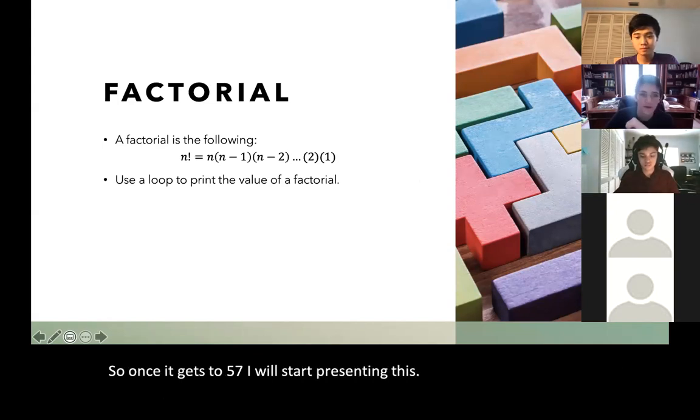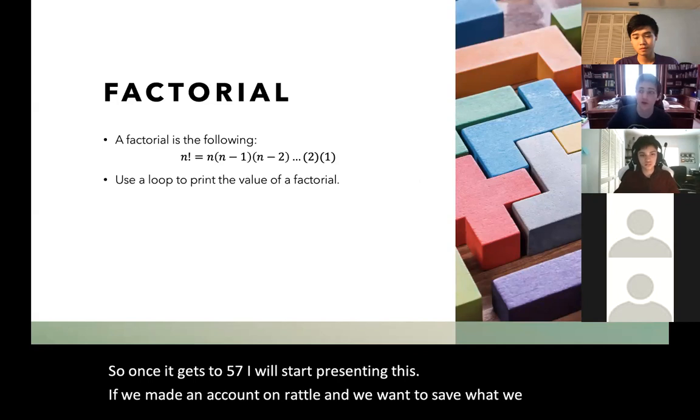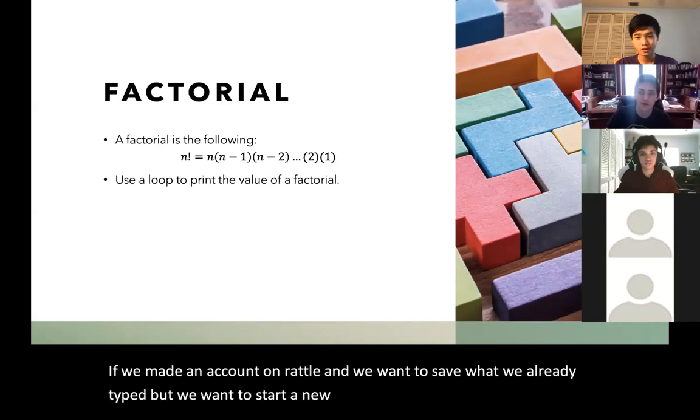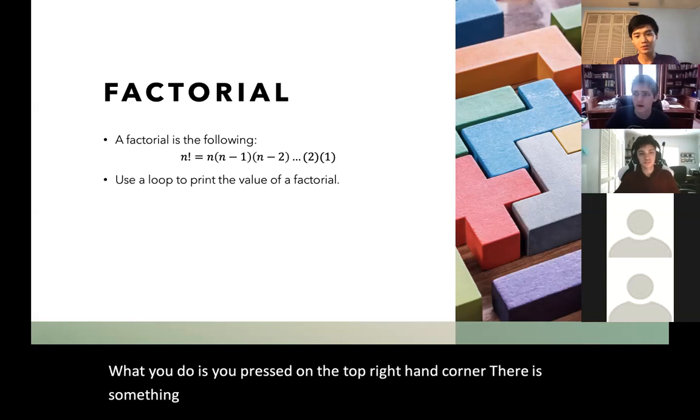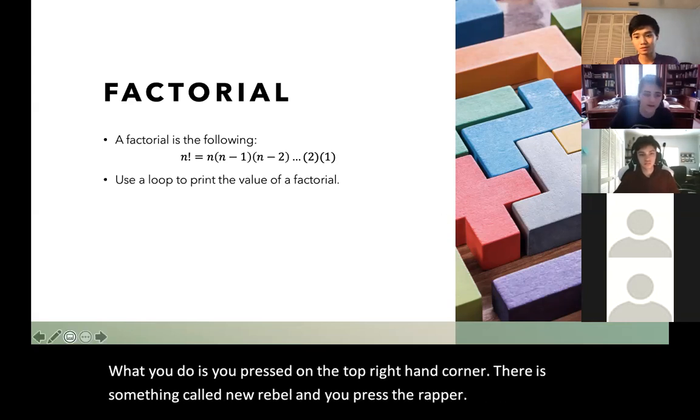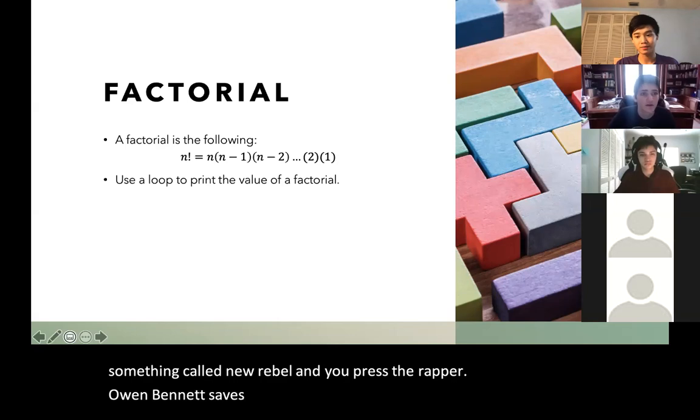If we made an account on REPL and we want to save what we already typed, but we want to start a new one, what do we do? What you do is you press on the top right-hand corner. There is something called new REPL, and you press new REPL. Oh, but it saves everything we already did? Yeah, it saves everything else. Got it. Thank you.